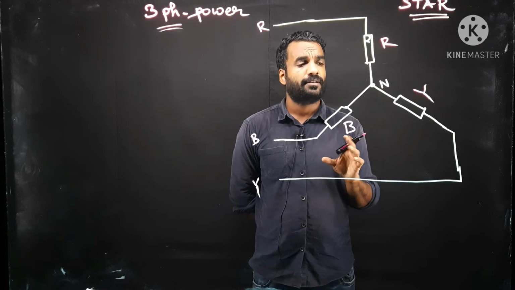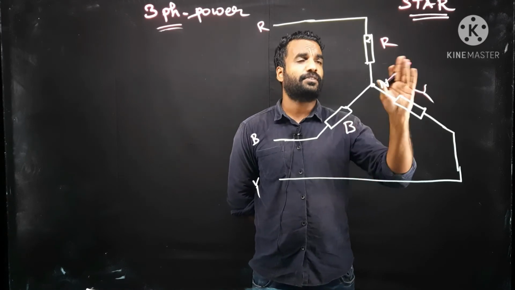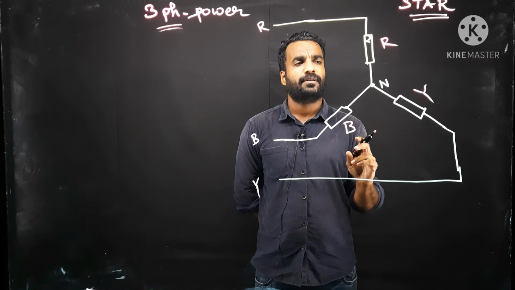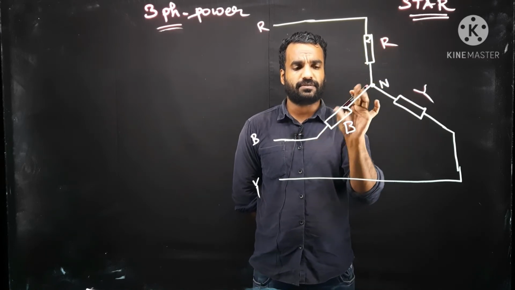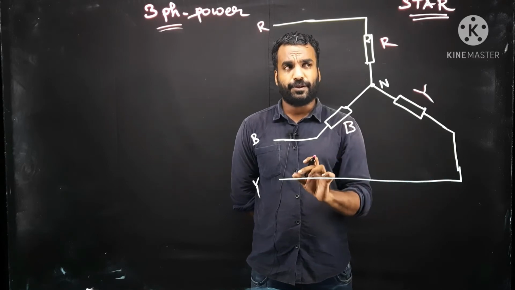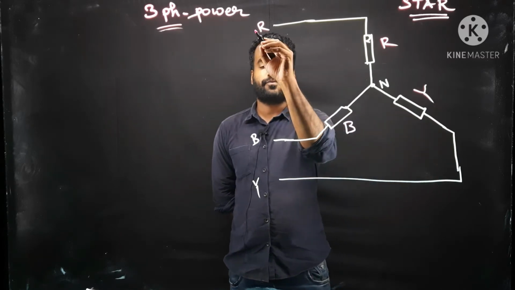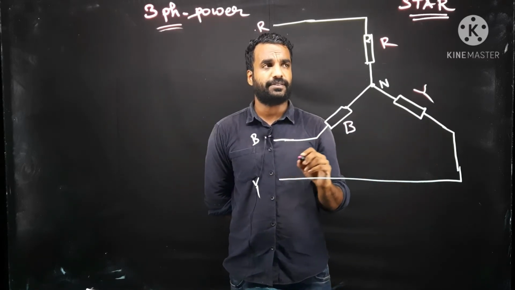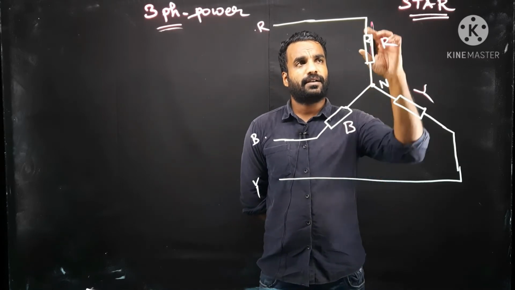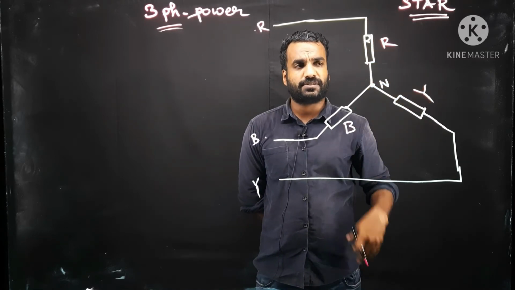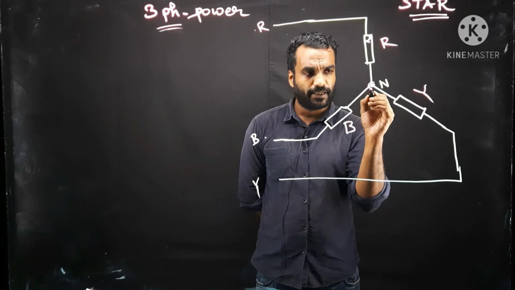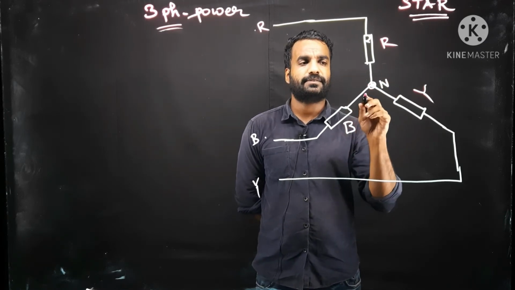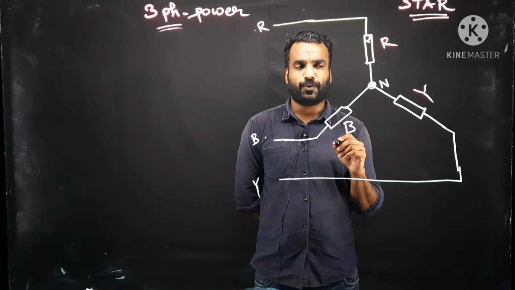So now we are coming into the depth of this star connection. So this is neutral. Neutral is the connection point of these three individual phase points. This is R phase, B phase, Y phase. And we are connecting that to these loads, and the other ends are short circuited, and this is known as neutral.